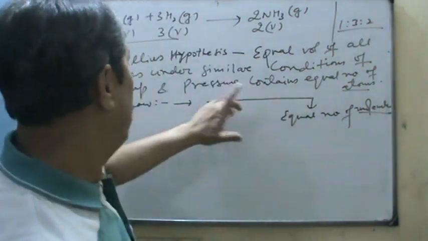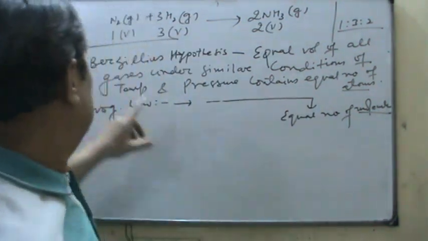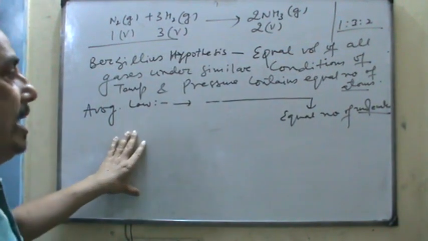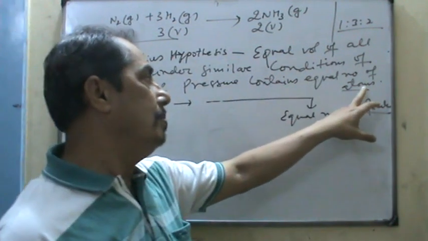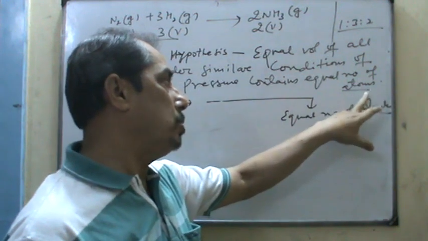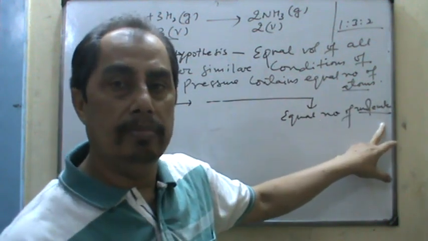So this way you can have the Berzelius hypothesis as well as Avogadro's law. There only you have to replace the term equal number of atoms. Now you have to add equal number of molecules.